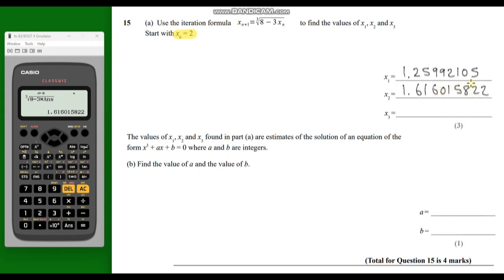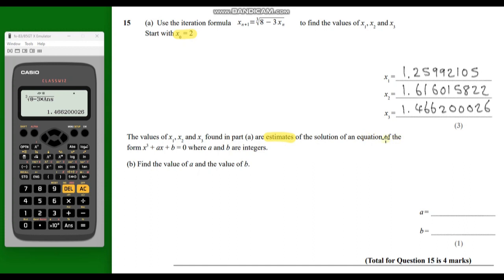1.616015822, and then again, now this value here, when I press equals, that's going to go into my question to give me a new answer, if that makes sense. So I press it again and I get my new iteration. 1.466200.026.